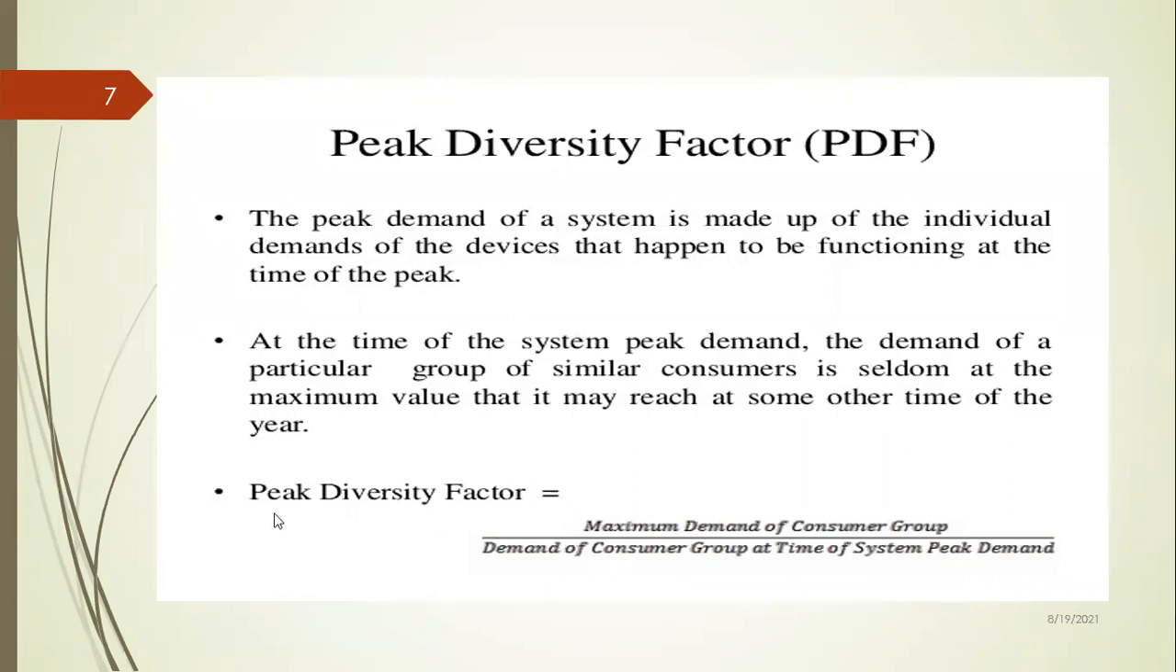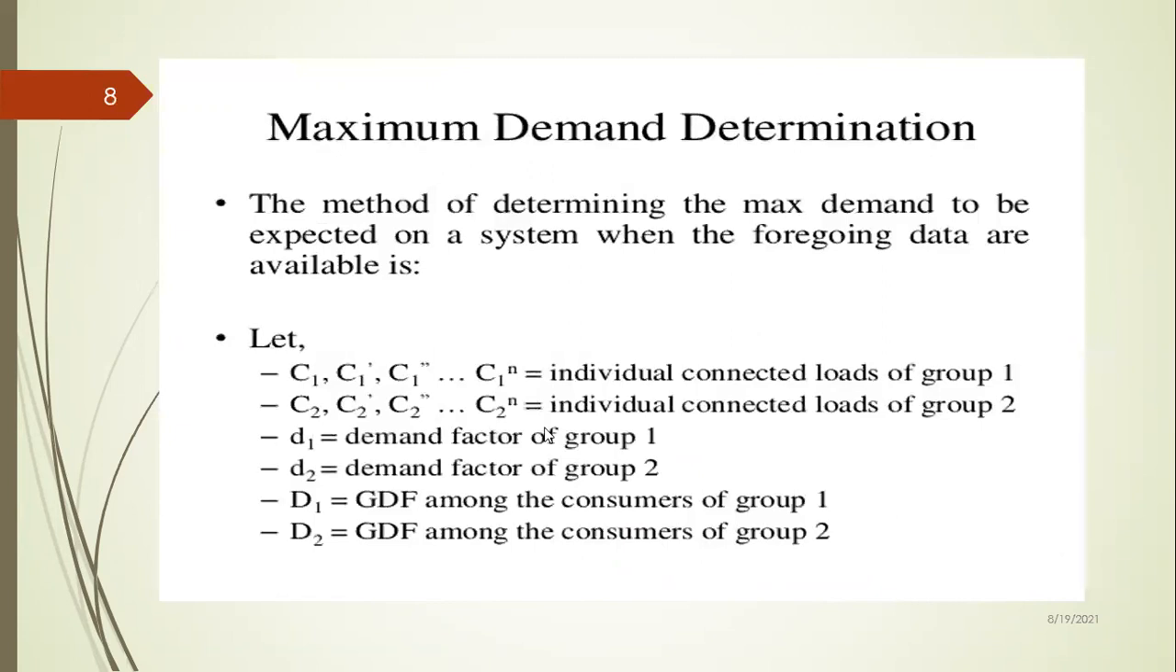Okay, so this is the peak diversity factor, that is, the maximum demand of the consumer group divided by the demand of the consumer group at the time of system peak demand. Now there is a small derivation which will give you an idea about the relation between the different factors, like the relation between demand factor, group diversity factor, and peak diversity factor.